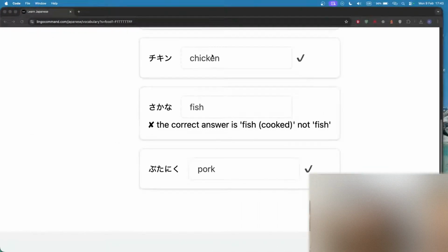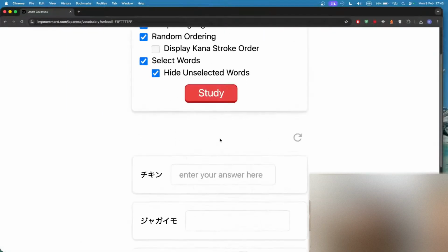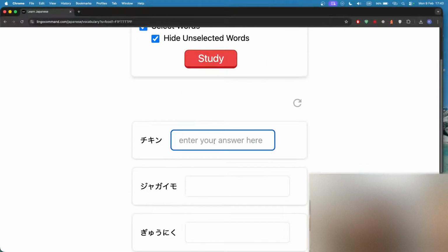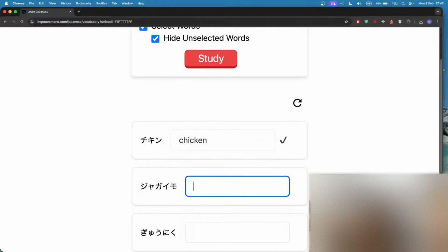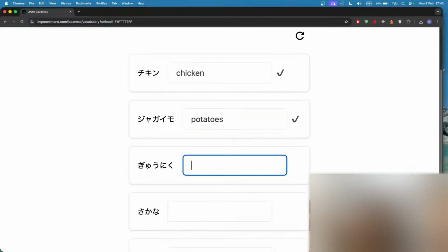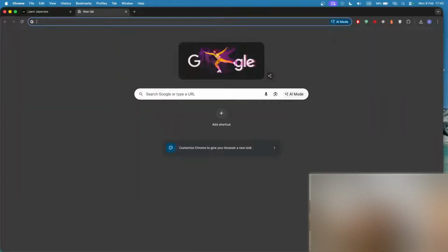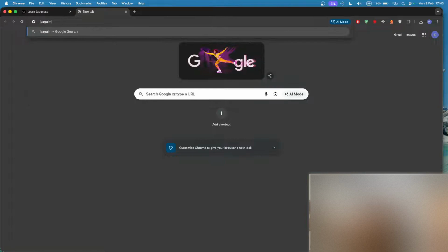But now in 2 minutes time, those changes will be pushed and we'll have a more user-friendly experience. But we'll apply random ordering and go one more time in the meantime. So this is chicken. Jagaimo is potatoes, or potato. And I think it's worth just checking quickly. Jagaimo, is it? So I think in Japanese, there's not really a distinction between singular and plural. Like you don't change the noun or the word.